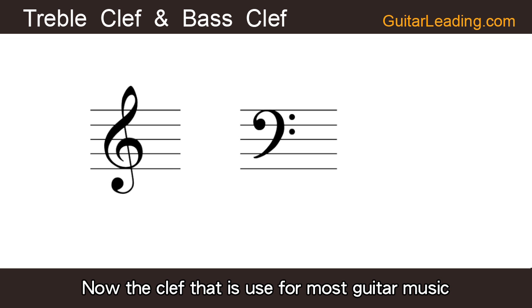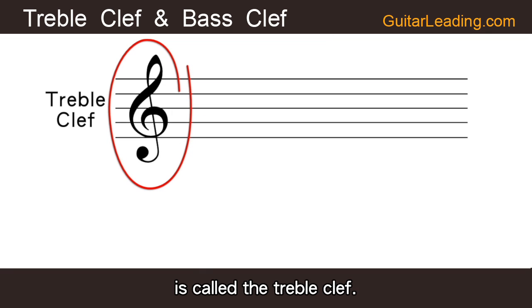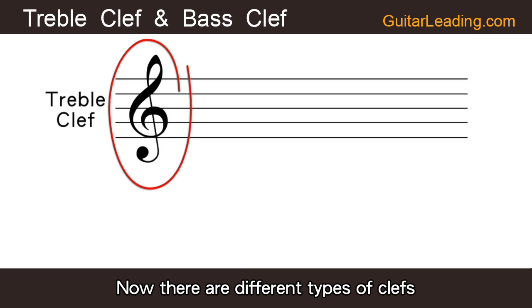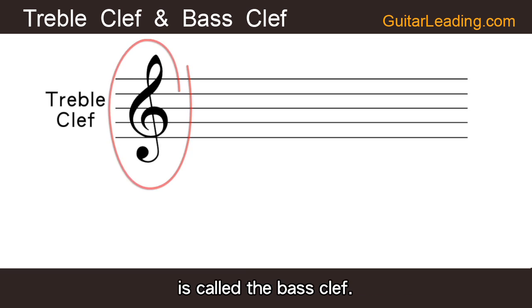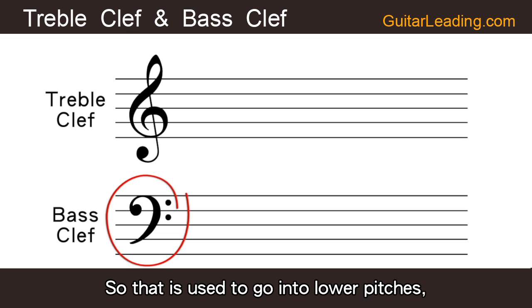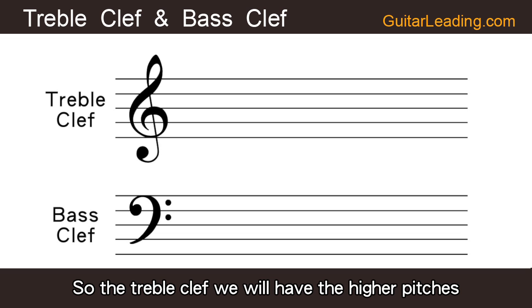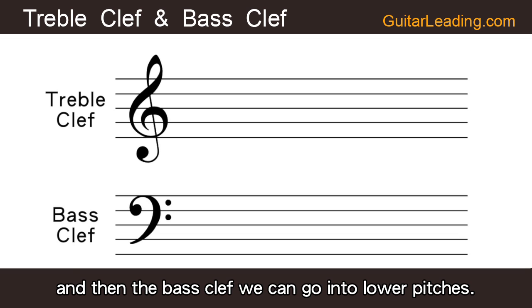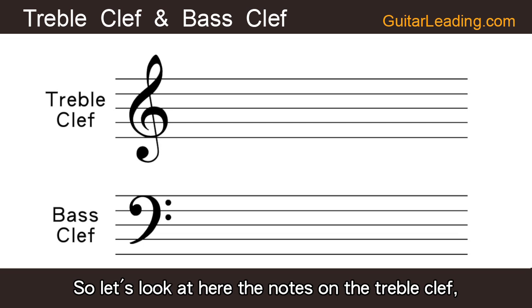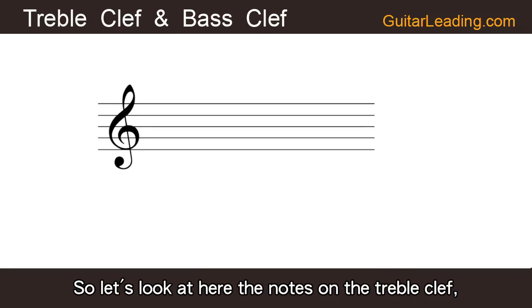Now we'll talk about clefs. The clef that is used for most guitar music is called the treble clef. There are different types of clefs, and another very common one is called the bass clef. That is used to go into lower pitches. There are many pitches and many notes, and that's why we need different clefs. The treble clef has the higher pitches, and with the bass clef, we can go into lower pitches. So let's look at the notes on the treble clef.